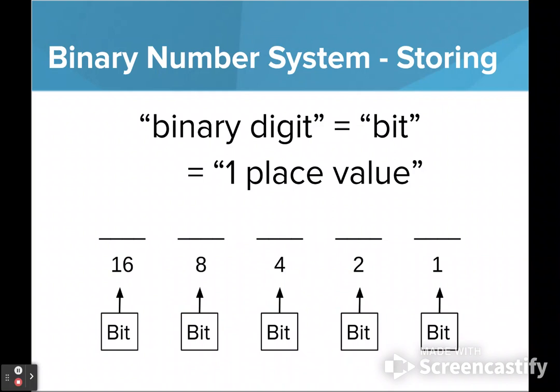So here's just showing you some place values. Starting on the right, there's the ones place value, which is its own bit. Then comes the twos place value, which is its own bit. Then the fours place value, which is its own bit. The eights, which is a bit. And then the 16ths, which is a bit. So each one is on its own considered a bit. So right now I am showing you 5 bits. There are 5 place values there, so there's 5 bits. Each specific place value holds only a 0 or a 1 at any given time.